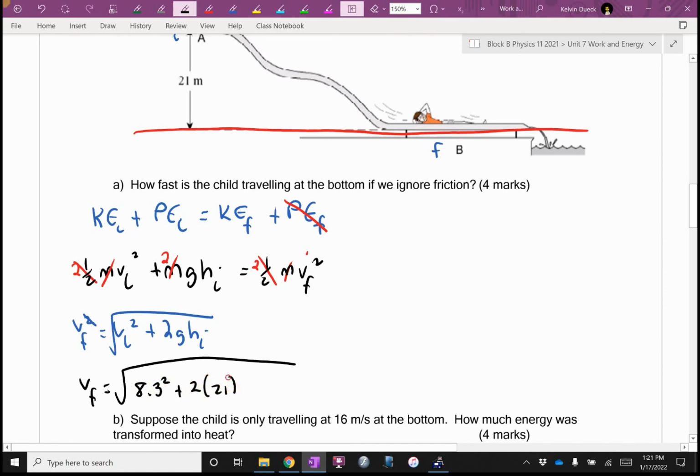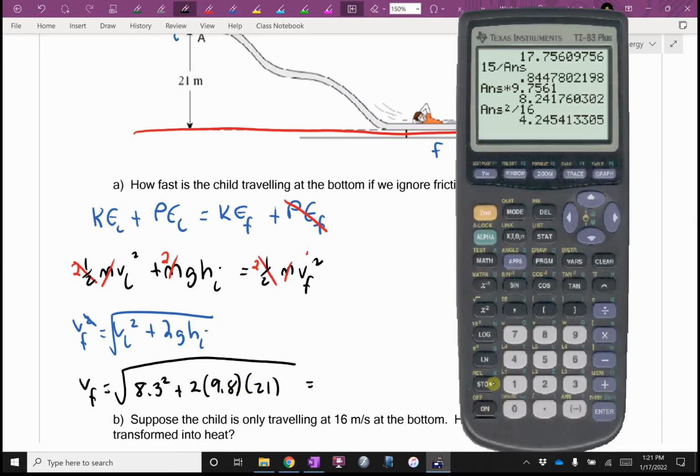Plus 2 times g, Mr. Duick. 9.8 times 21. Square root of 8.3 plus 2 times 9.8 times 21, close off the square root. I forgot the squared, Mr. Duick. After I said don't forget the squared, I forgot the squared. Well, that would be silly. And I get 21.9, is that right? It's a pretty fast water slide.